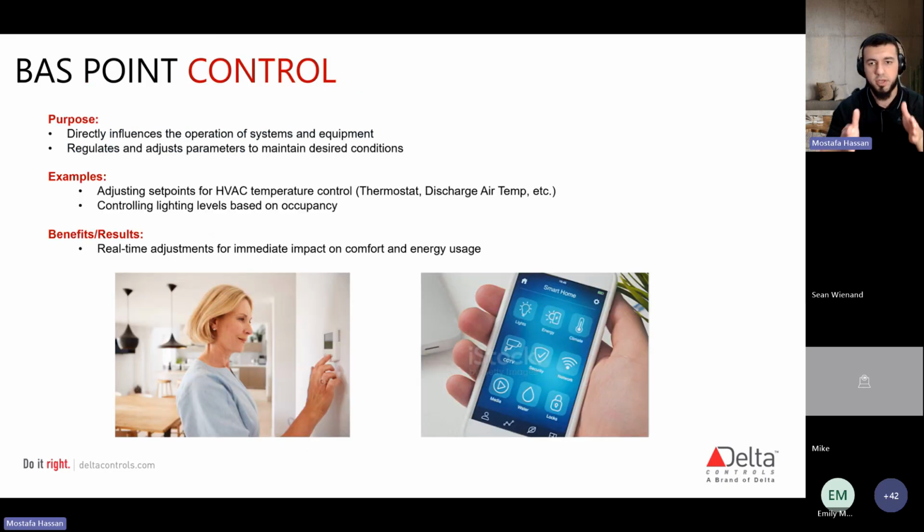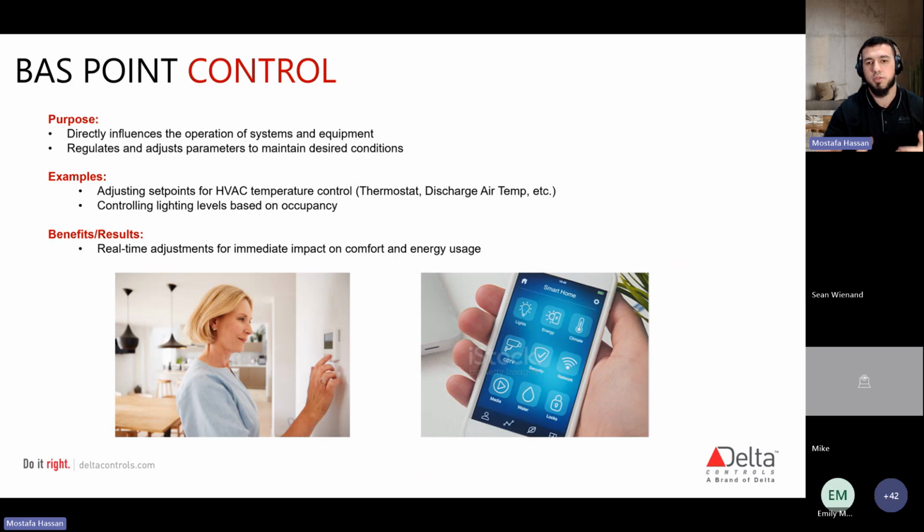For BAS point control, there is a distinction that I want to make between control, and the next slide will be monitoring. The whole point of control is to influence the operation of the system, right? Those sensors on the last slide, they pull in data. Now you may want to turn on the thermostat if the room is hot. The room being hot is just the input, right? And that's the monitoring part. The control portion is converting that to an action or output, right?